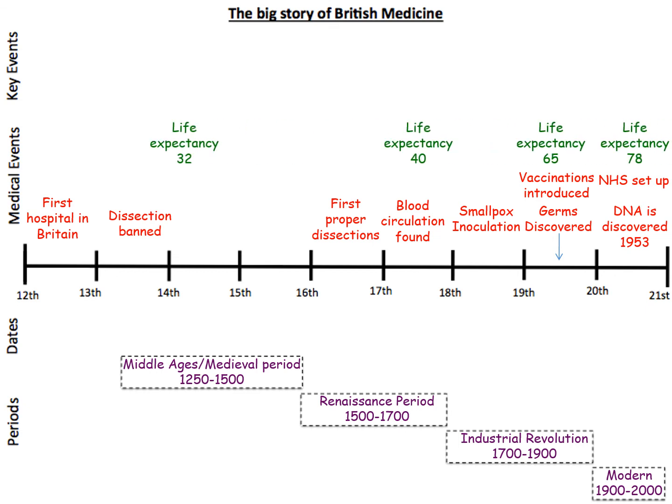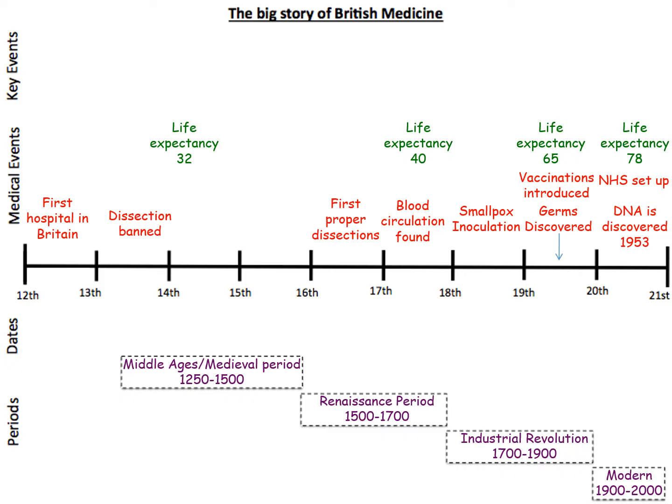The life expectancies, as you might expect with all this progress, go from a pretty measly 32 around about the 14th century up to about 40 from the 17th century onwards, and then a life expectancy of about 65 by the middle of the 19th century. By the end of the 20th century, life expectancy was up around 78.